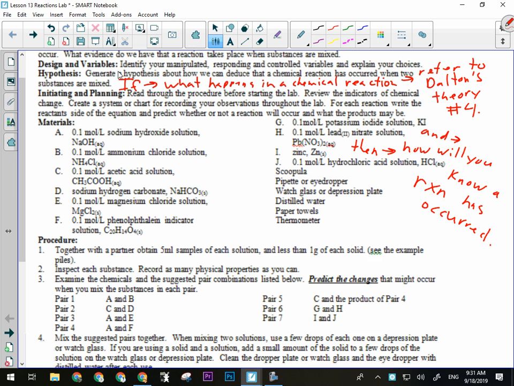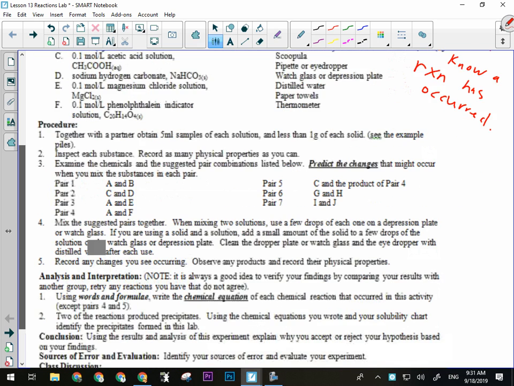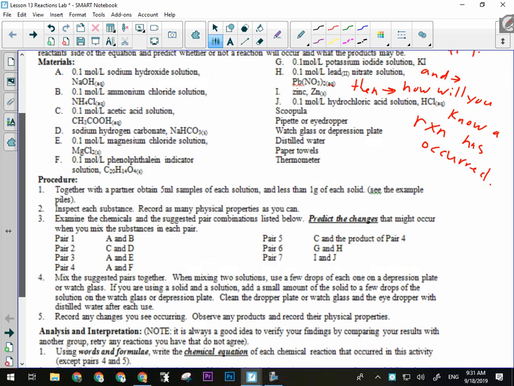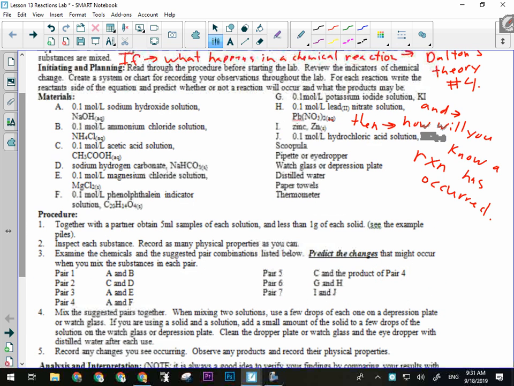Okay, now the procedure, pretty straightforward. We're filling in all of these; we're going to be performing these reactions. So we'll be mixing A and B. In the first reaction, we'll be mixing sodium hydroxide, a very strong base, and I mixed it really strong, with ammonium chloride. I also mixed that really strong. So you shouldn't miss the signs of the chemical reaction.